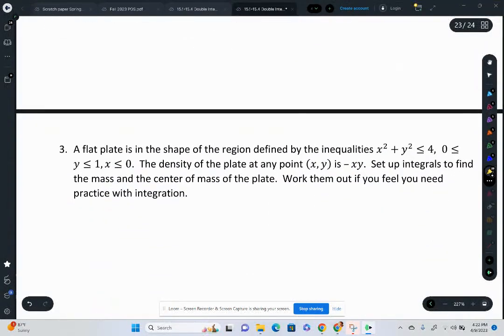So we'll start right in with an example. We have a flat plate. It's in the shape of the region defined by the inequalities x squared plus y squared is less than or equal to 4, 0 is less than or equal to y is less than or equal to 1, and x is less than or equal to 0. I'm going to draw that first.